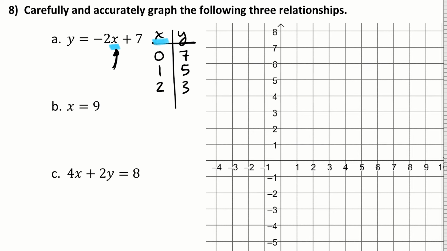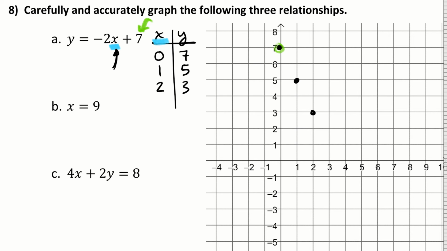So if I plot those points, you can see here's the point x is 0, y is 7. Here's the point x is 1, y is 5. And finally, here's the point x is 2, y is 3. Now, I want to point out what's happening here. Looking at this in terms of slope-intercept form, 7 was indeed my y-intercept. So when x is 0, you can see I'm going through that point perfectly.